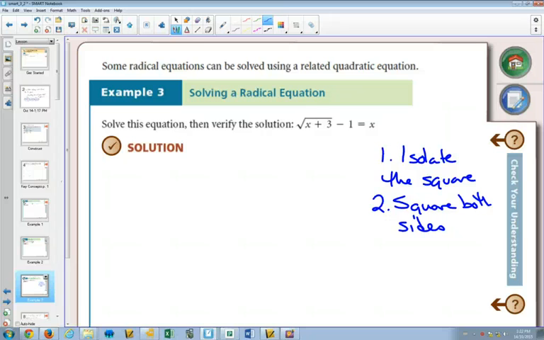Sometimes if you have more than one square root, we added that sometimes we have to repeat this until there are no square roots left. But first of all, you have to isolate the square root, and then you have to square both sides. Then solve for x. And with a radical equation, we always had to check or verify.